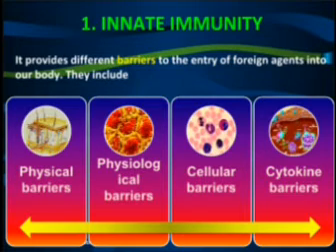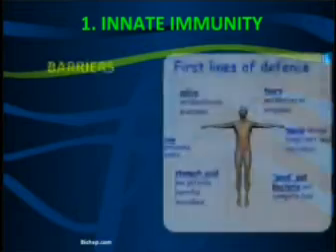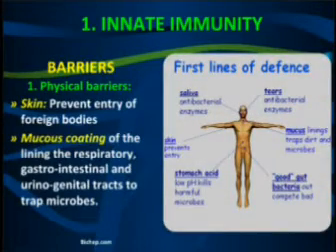Innate immunity provides different barriers to the entry of foreign agents into our body, and they include number one, physical barriers; number two, physiological barriers; number three, cellular barriers and cytokine barriers. The first barrier is the skin, which prevents the entry of foreign particles. Number two is mucus coating all around the respiratory tract, gastrointestinal tract or urogenital tract, which traps the microorganisms and does not allow them to go inside the body.